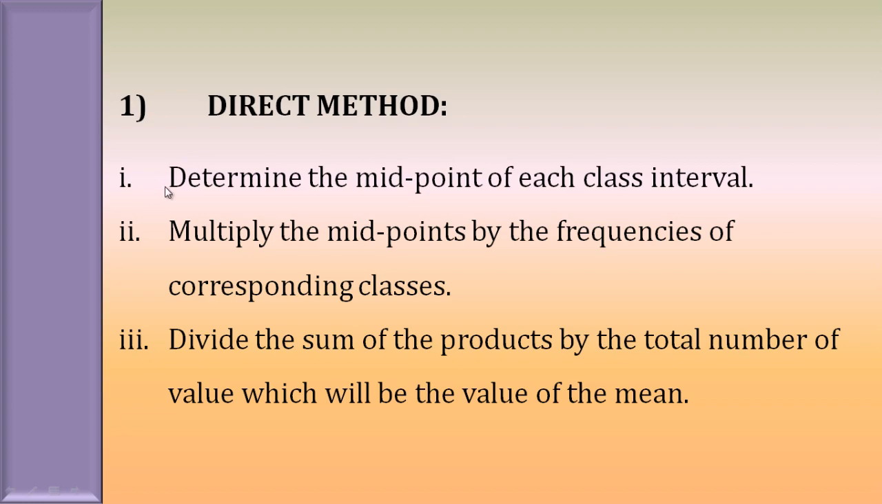In the first step, we have to determine the midpoint of each class interval. After finding the midpoints, we multiply these midpoints by the frequencies of the corresponding classes. After that, divide the sum of the products that we have already got by the total number of values, which will be the value of the mean.